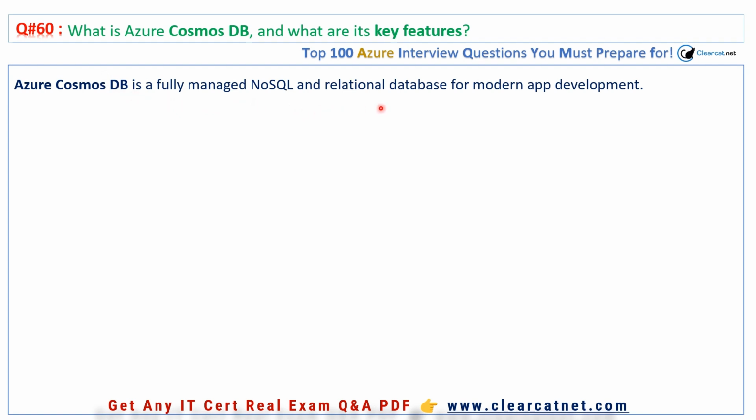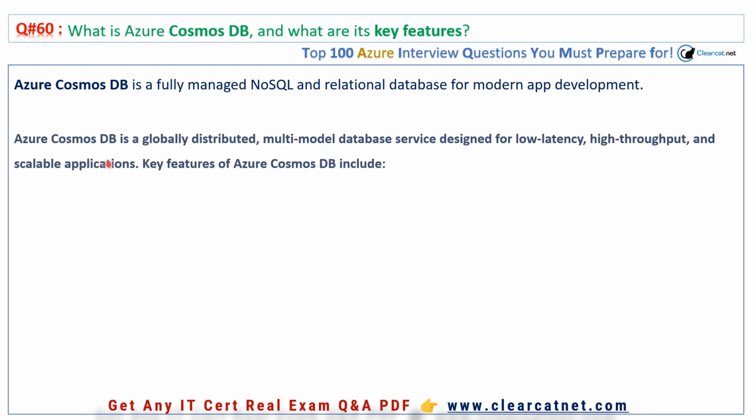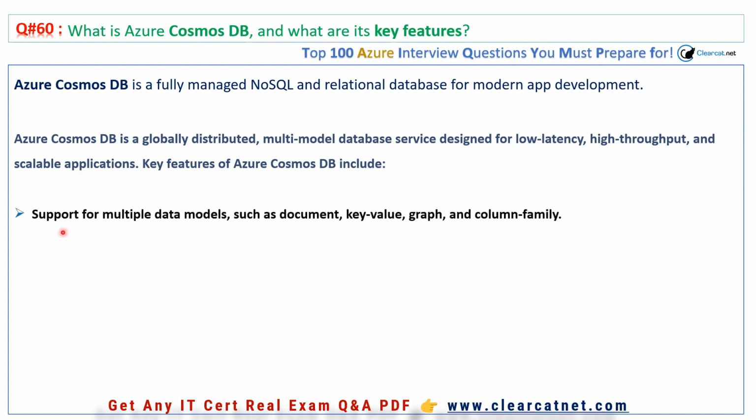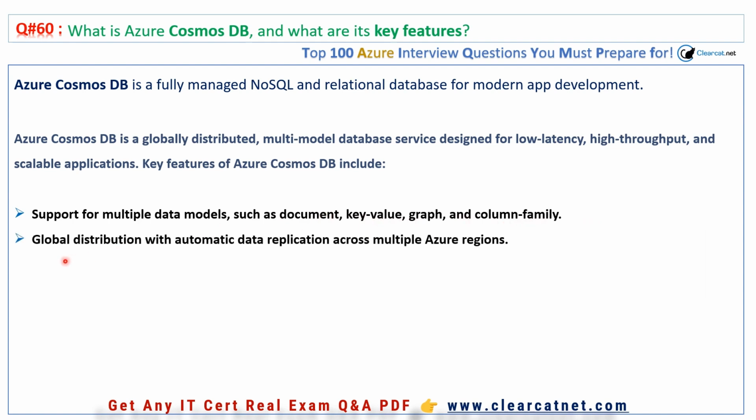Azure Cosmos DB is a globally distributed multimodel database service designed for low latency, high throughput and scalable applications. The key features of Azure Cosmos DB are support for multiple data models such as document, key-value, graph and column families. Global distribution with automatic data replication across multiple Azure regions. Tunable consistency levels for balancing data consistency and performance. Built-in support for partitioning, indexing and querying data.